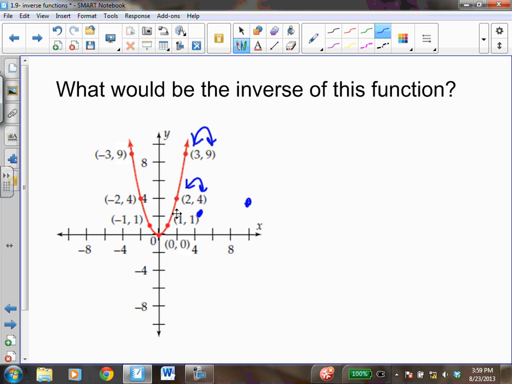When I change the position of the point (1, 1), it stays the same. The same is true with (0, 0). For (-1, 1), when I change that position, it ends up being (1, -1). The same with (2, 4). And (-3, 9).